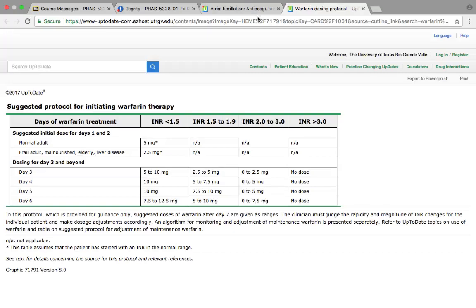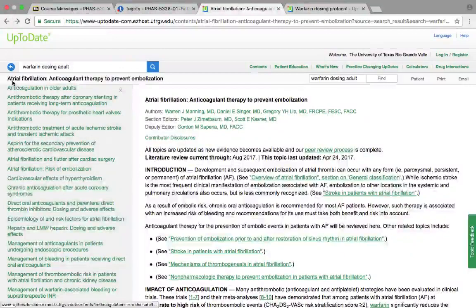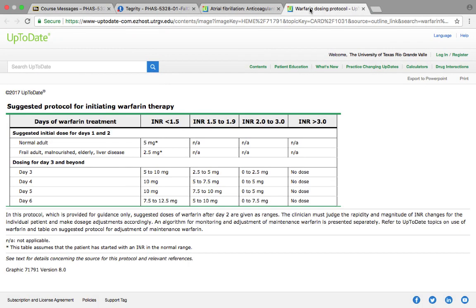The other thing I wanted to show you is that there is a suggested protocol for initiating warfarin therapy, which I think is great for students and new practitioners. I found this on UpToDate, under atrial fibrillation anticoagulation therapy to prevent embolization. There they had a table that, if anyone wants it or can't find it, just email me and I'll get you that table directly. This is a suggested protocol for initiating warfarin therapy. It has the treatment goals here, and like I was saying, normal adults you typically will start on 5 milligrams a day.